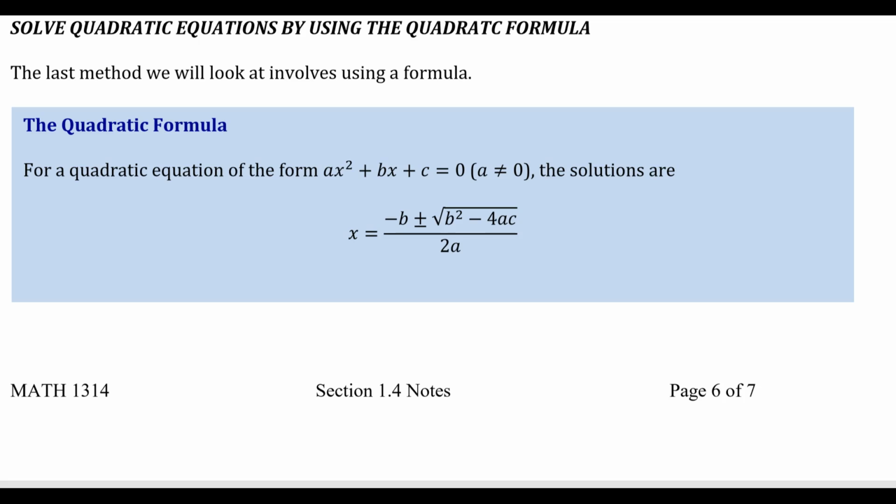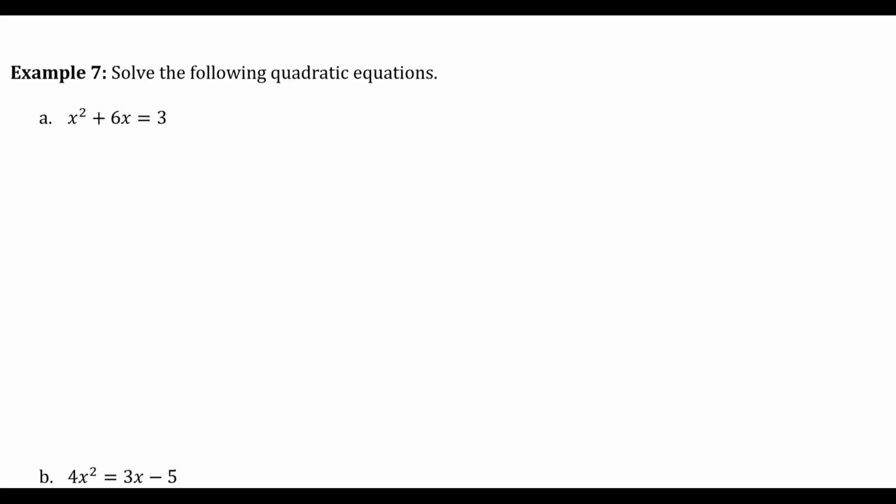So you probably remember the same thing. We have to have it in ax squared plus bx plus c equals 0 format before we can even start, so make sure that you get it equal to 0 first. And then the quadratic formula says x is equal to negative b plus or minus the square root of b squared minus 4ac, all over 2a. Notice the 2a goes underneath everything, so it's going to divide at the very end. So let's do some examples with the quadratic formula.